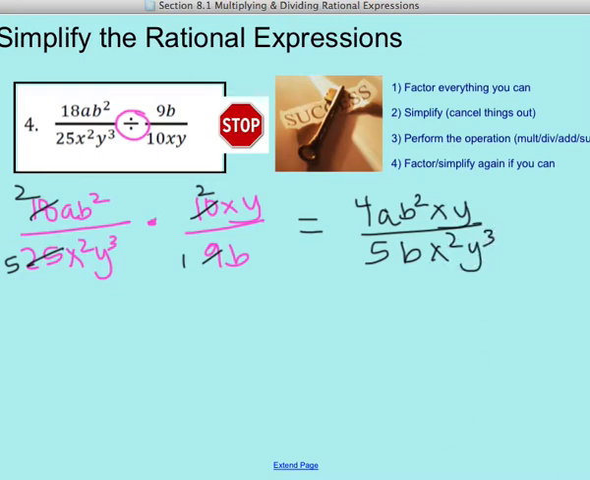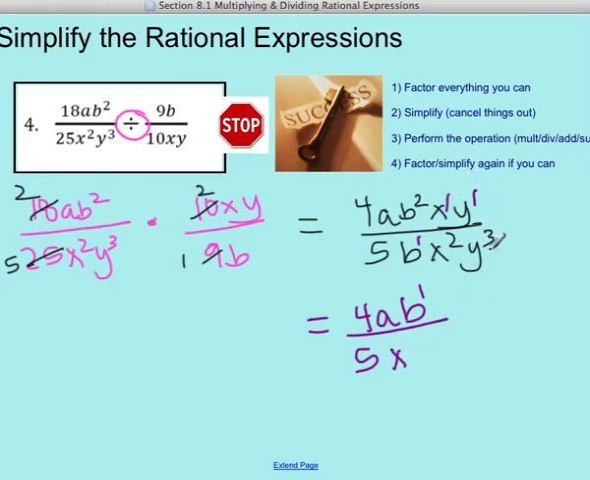And now I'm going to go ahead and simplify. 4 over 5, that is as simplified as it can be. My a, there's no a's to cancel, so we're going to have an a. Now b squared and b to the first. Bring the smaller to the larger, so it's going to be in the numerator. 2 minus 1 is 1. I have an x to the first and an x squared. Bring the smaller to the larger, so it'll be in the denominator. 2 minus 1 is 1.